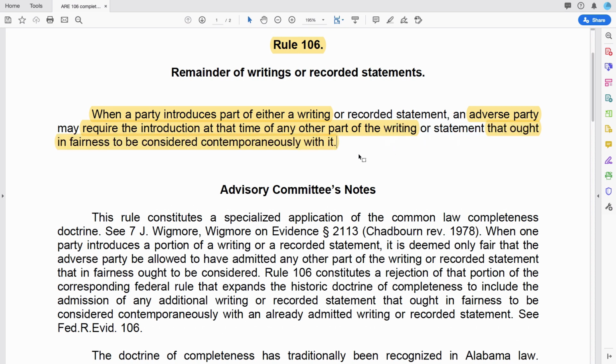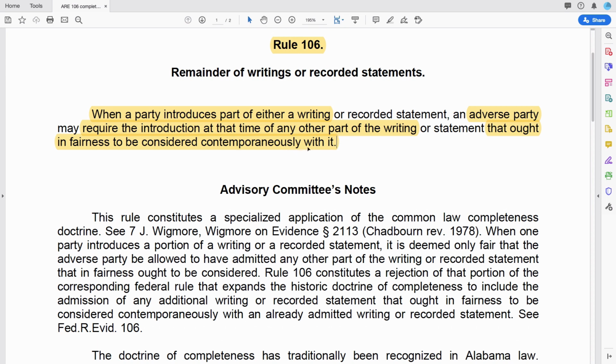Okay, so let's go back and look at this rule. So a party, that would be, for example, LVNV or Midland Funding, Midland Credit Management, Portfolio Recovery, introduces a part of a writing. So not the entire document. If they introduce the entire document, we don't need Rule 106, but just a part of a document. Then the adverse party, that would be you, because you're opposed to the debt buyer that's suing you, may require the introduction at that time of any other part of the writing that ought in fairness to be considered contemporaneous with it.